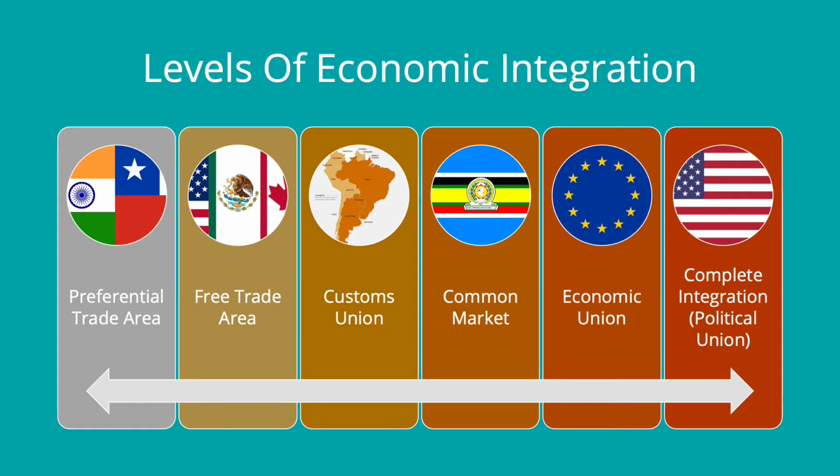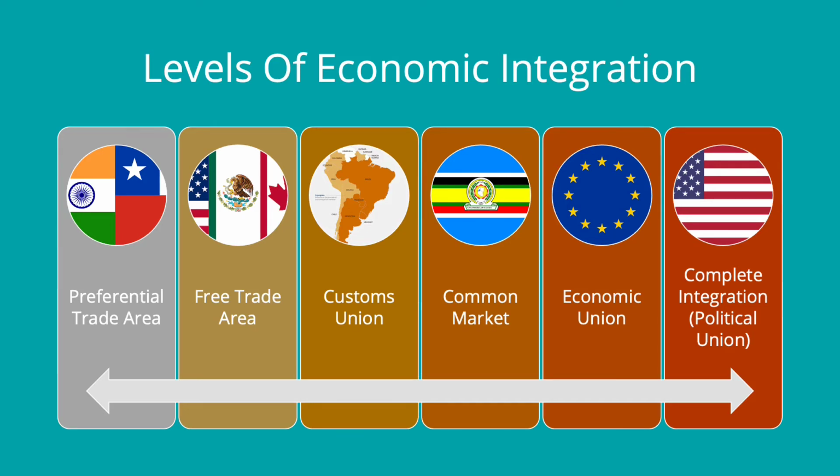To start off, preferential trade areas are trade agreements between countries agreeing to reduce tariffs on a specific range of goods and services. India and Chile currently have a PTA. A free trade area is a more broad agreement to reduce tariffs on goods and services, with few exceptions being made to tariff-free trade. Member countries can set independent tariff policies with other countries, but sometimes have a common external tariff, as I'll explain next. The US, Mexico, and Canada are in a free trade agreement called the USMCA.